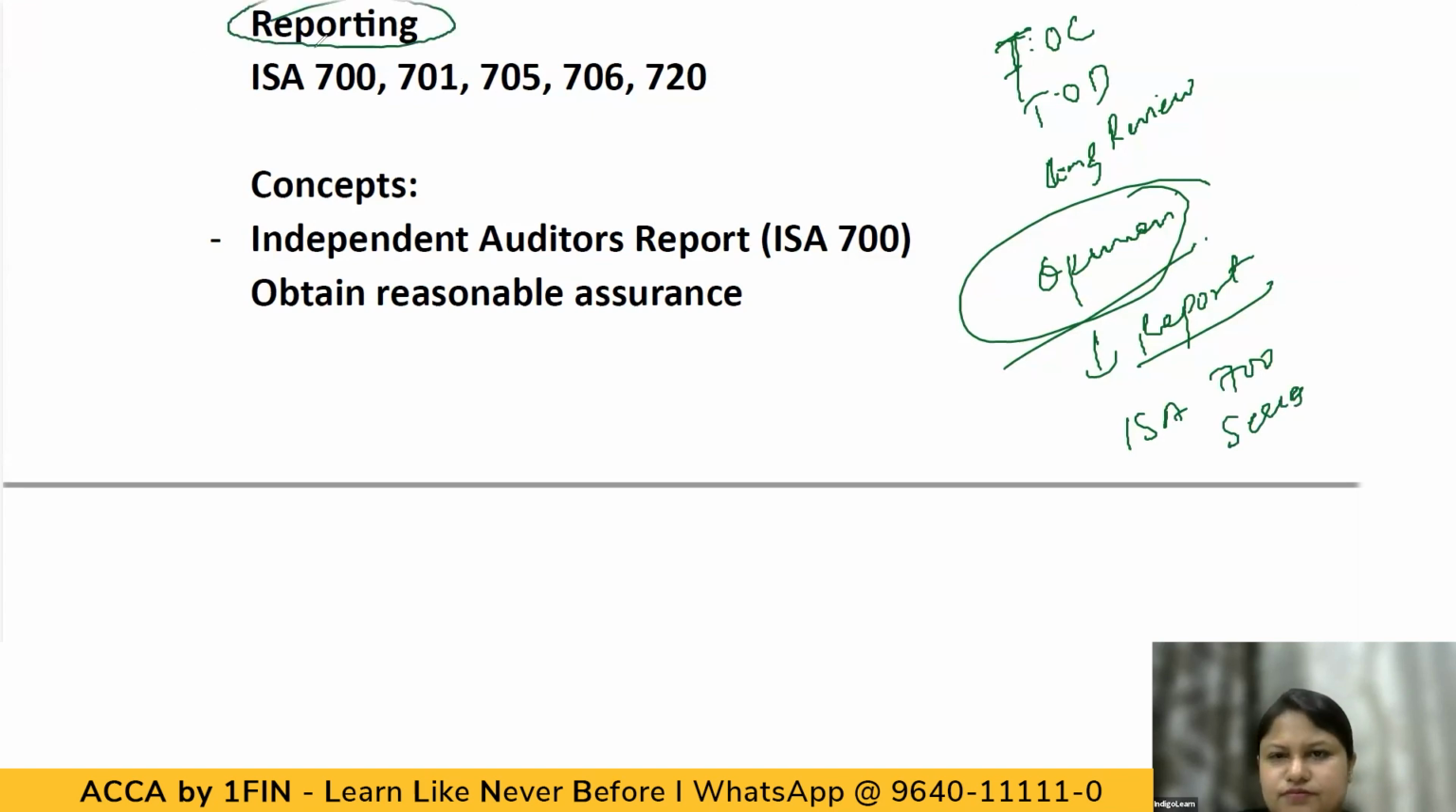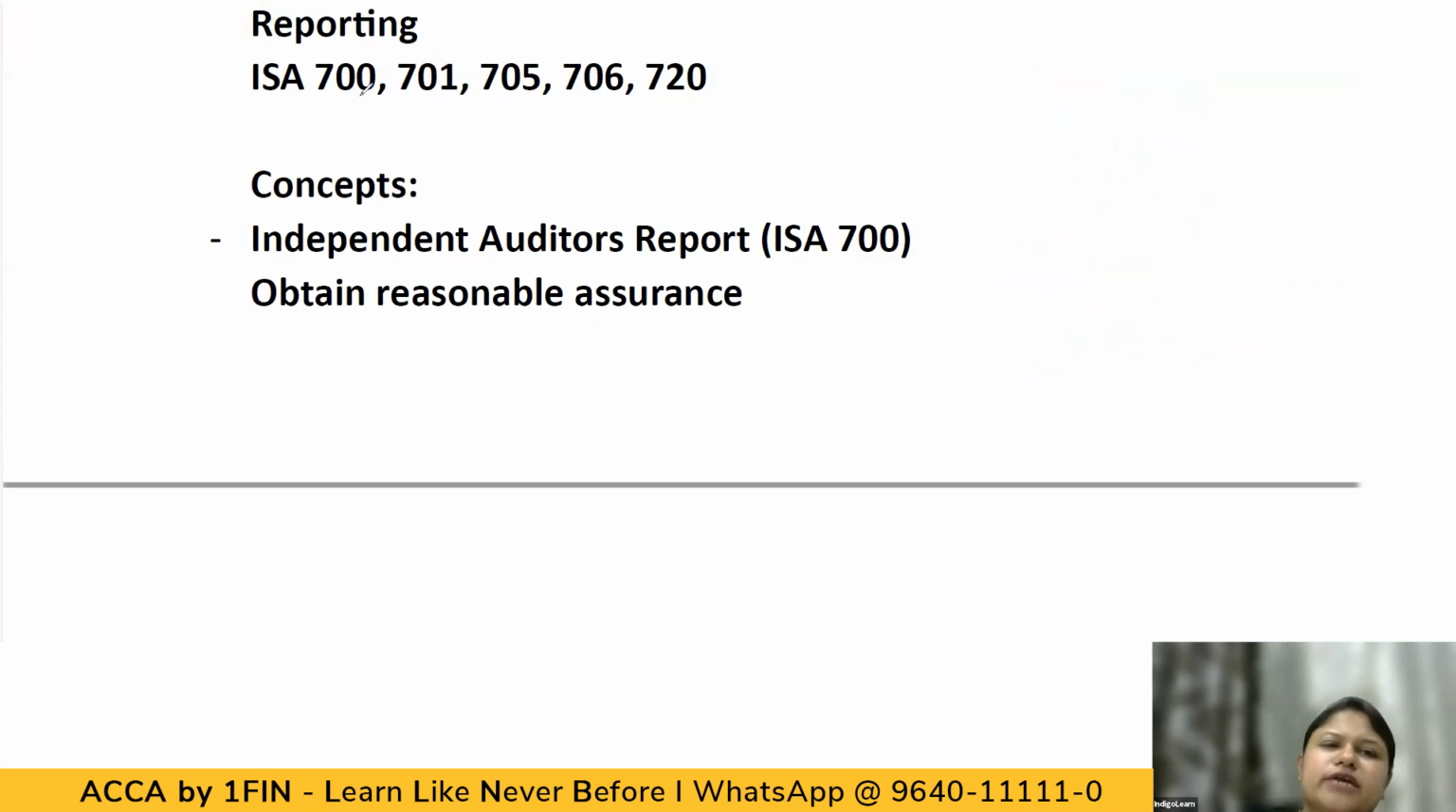Clear? Now, in reporting, we are going to study ISA 700, 701, 705, 706, and 720. What is 700? ISA 700 simply talks about how the audit opinion is decided. That means based on the sufficient appropriate audit evidence obtained, the auditor will draft the audit opinion.